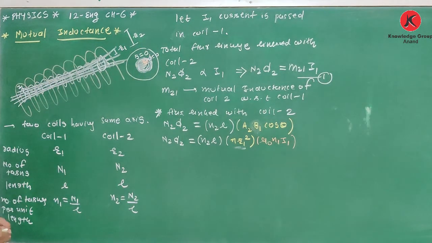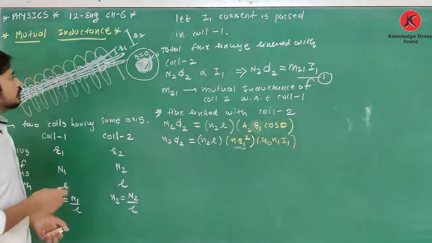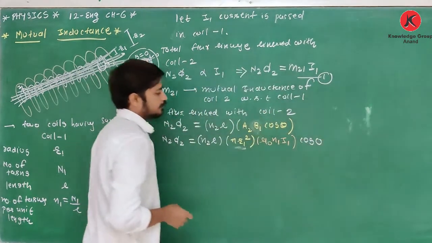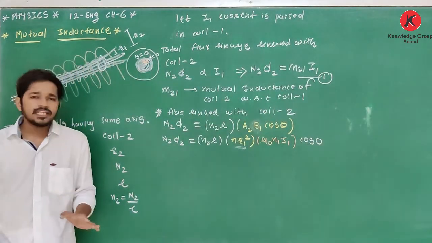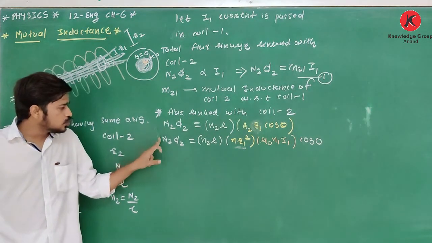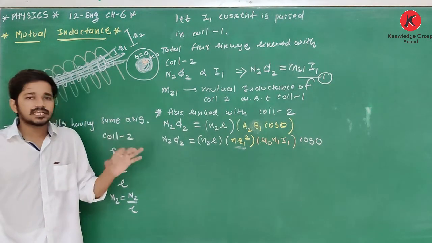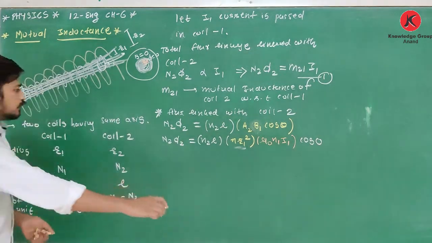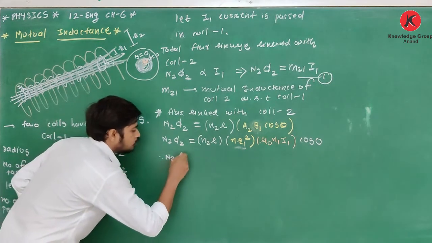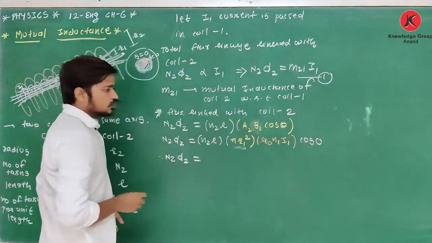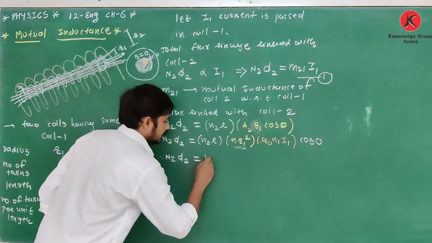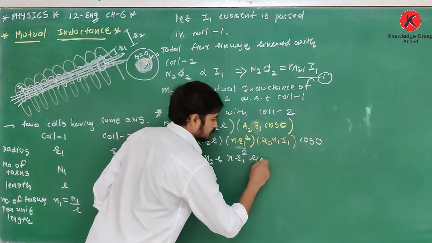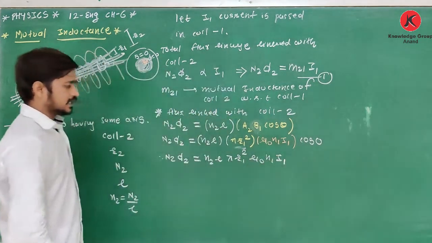And the cross-sectional area is also in this direction, so the angle will be 0, so here it is cos 0. Clear about this? In this whole thing, you have to take care about this step only. If you understand this step, then the theory is easy. So therefore N2 phi 2 is equal to N2 L pi R1 square mu 0 N1 I1.